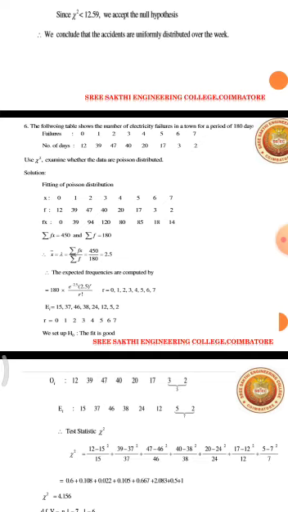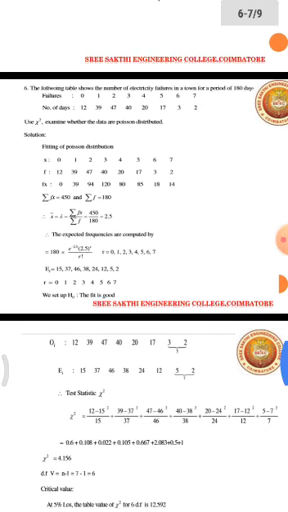Next, fitting a Poisson distribution. X is the days or failure rates, and the frequency is the corresponding values. Next we need the average, like the average accidents per day in the previous problem. The average value we can calculate as summation fx by summation f. Finally we get the average value, whose alternate name is lambda, equal to 2.5.